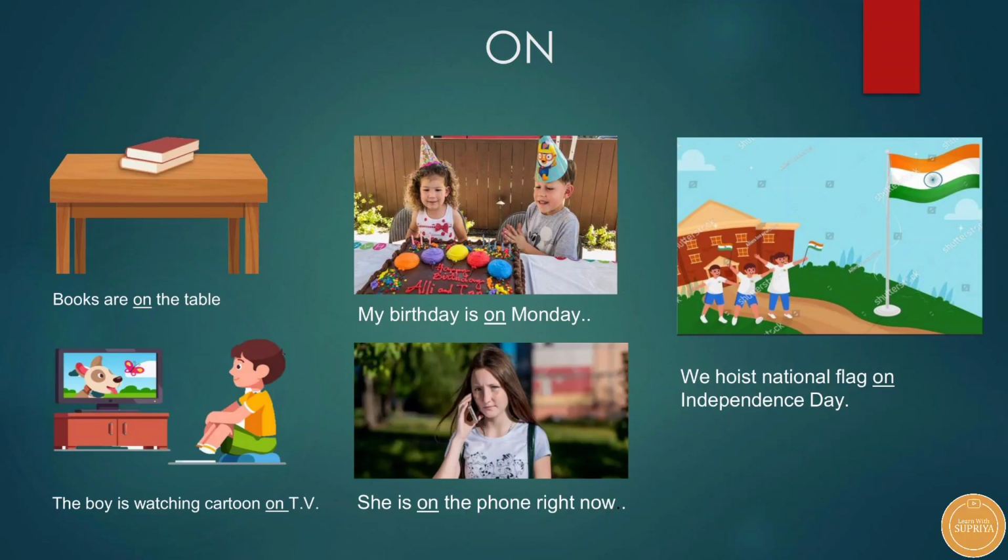On is used to indicate touching and being supported by the top surface, with days, with a day of the week and occasion, and for conversation using a phone. Look at the picture. Here the books are on the table because it indicates touching the surface of the table. Here he is watching a TV show on TV, not on the TV. Next, she is on the phone right now. My birthday is on Monday. We hoist the national flag on Independence Day.